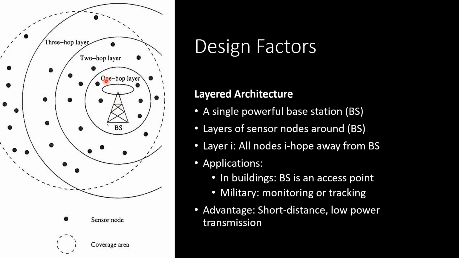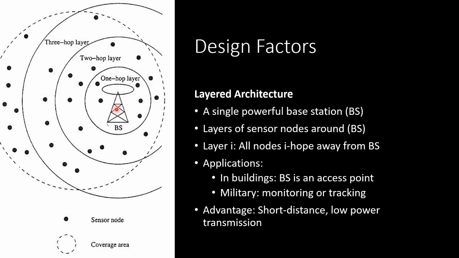This means that any node inside the one hop layer can communicate with the base station using only one transmission or one hop, and every node in the two hop layer needs to communicate with the base station with two transmissions. That means one from the two hop layer to the one hop layer, and another from the one hop layer to the base station. Similarly, the nodes in the three hop layer can communicate with the base station using three hops or three transmissions.